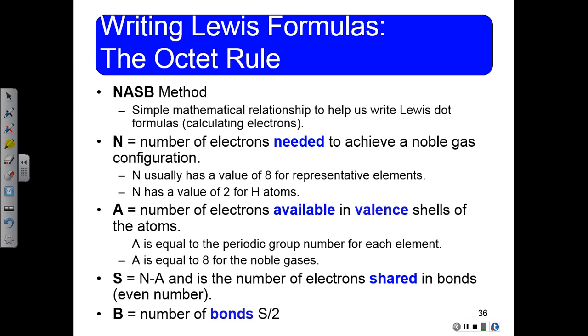All right, A is for available, which is the same thing as valence electrons. So what can we do to find the valence electrons? Look at the periodic table and look at what? The group number. For our representative elements, the group number is the number of valence electrons. So if you look at oxygen there, what group is it in? 6. So in the needed column, you would have 8, but in the available column, you would have 6, right?